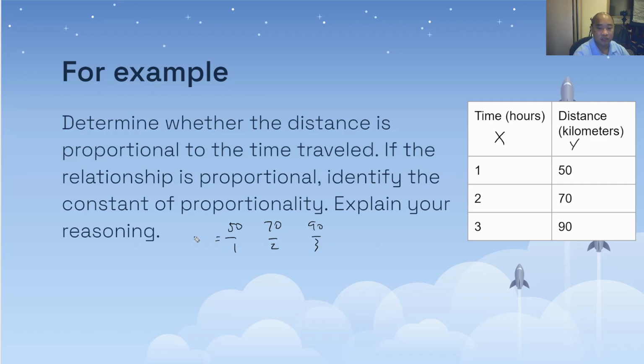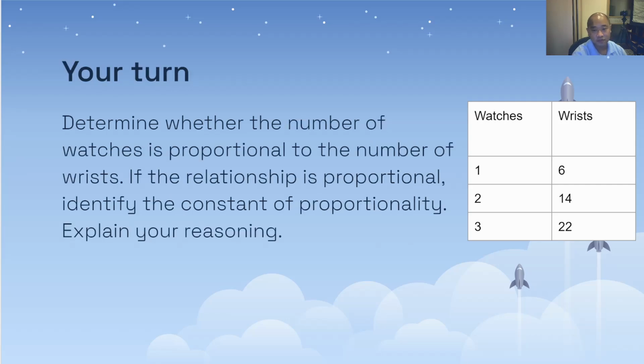And you should be able to see that the constant of proportionality is not the same. Right? So there is no constant of proportionality, or there is, for each ratio there is, and they're not the same, which means that there's no proportional relationship. I can say it. Okay. Your turn. Determine whether the number of watches is proportional to the number of wrists.